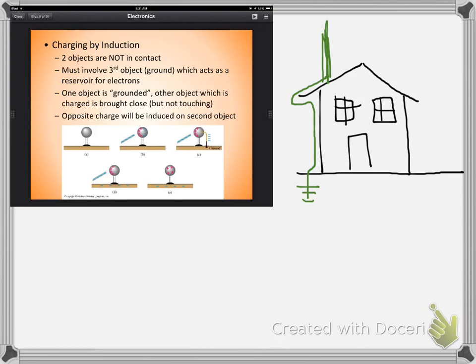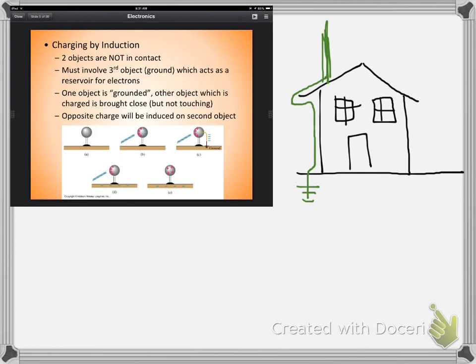So, some reservoir. Now, on cars, there's a ground strap on the battery. Where does the ground strap go? Frame. Has to go to a steel frame. A large hunk of steel is a pretty good reservoir for electrons. Okay? So that's that idea of anything that's grounded literally goes to a reservoir of electrons.